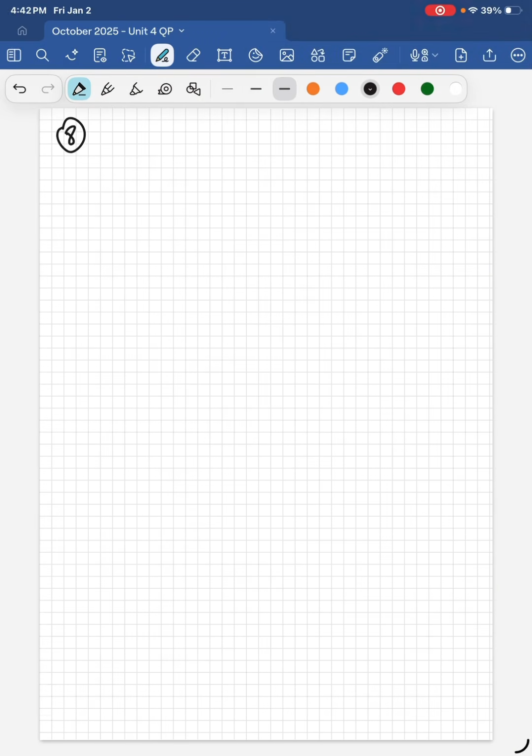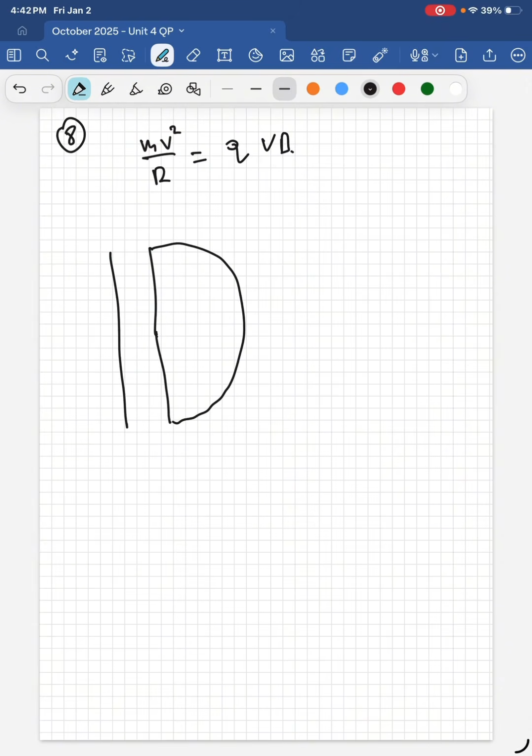Okay, so mv squared over r is qvB, okay? So I'm talking about charged particles in the Ds. You have an alternating AC current between the Ds, and this is the other D. And in here, the particle undergoes circular motion, okay? And the r that I wrote there is this r, okay?